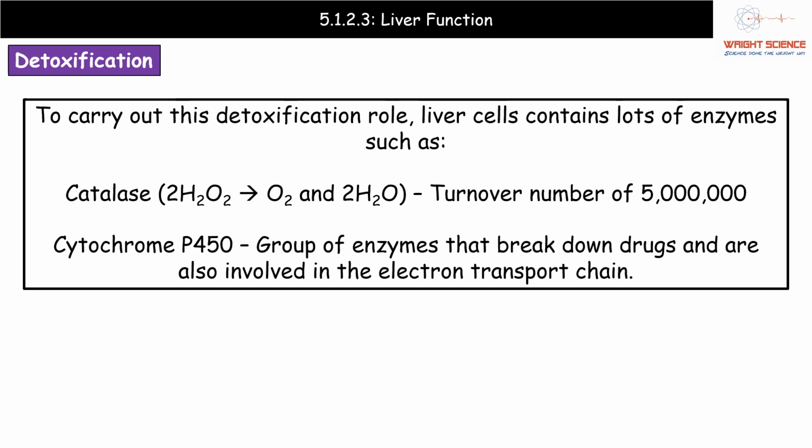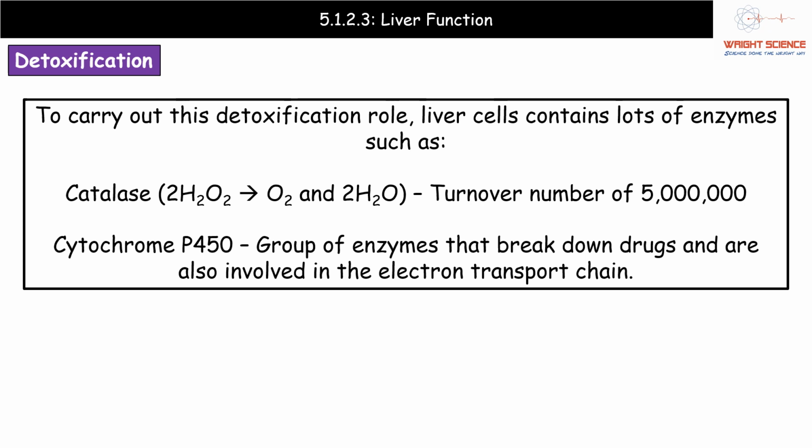So catalase actually has a turnover number of 5 million. Now, turnover number quite simply just tells us how many molecules of that substance can be broken down by one catalase molecule each second. So if we've got a turnover number of 5 million, it's pretty quick. Okay, so that means that when we've got that hydrogen peroxide, the catalase is able to convert it into the water and the oxygen really quickly. 5 million molecules each second per catalase.